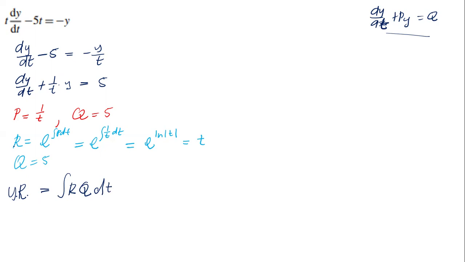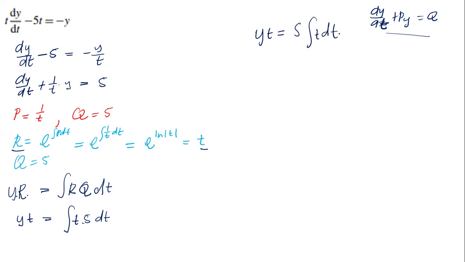Now let us substitute our integration factor. We said it's t. We're going to write t there. So we have y multiplied by t equals the integral of our integration factor, which is t, multiplied by our q, which we said is 5, right? dt. Now we have y multiplied by t is equal to, we take 5 as a constant outside of the integral sign, and then we have t dt.